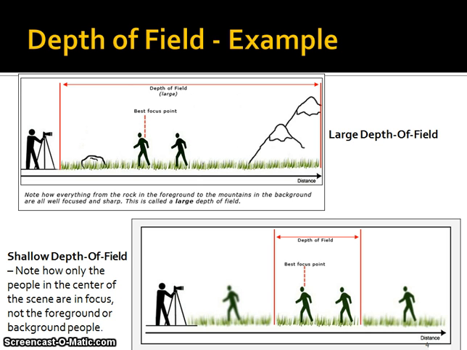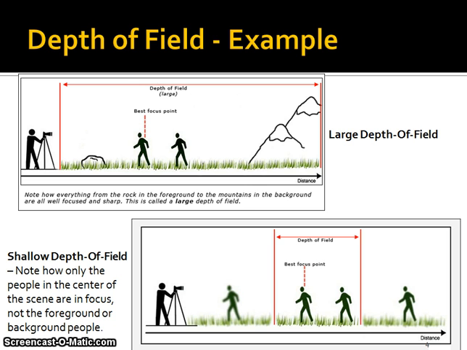So in this case, again, you're focused on where it says best focus point, that person, and only the area within the two solid red vertical lines is truly in focus. Everything closer from the red line to you, the photographer, is going to be slightly out of focus. Everything from the farthest red line all the way out to infinity is going to be slightly out of focus. And again, that's called shallow or small depth of field, and a small f-stop number will give you that small depth of field.